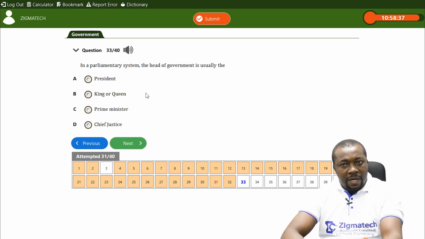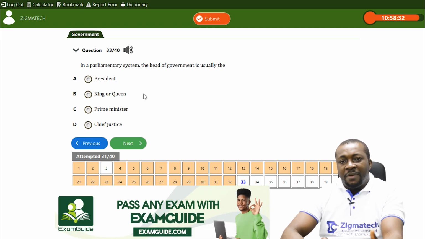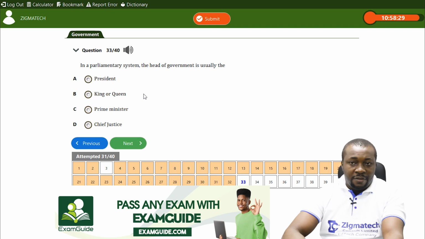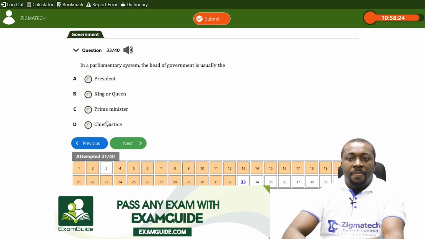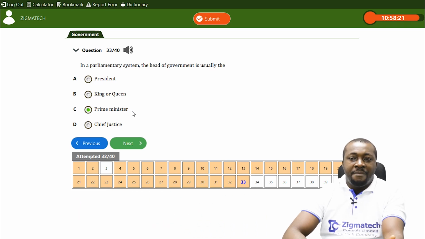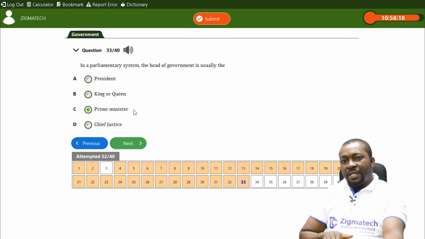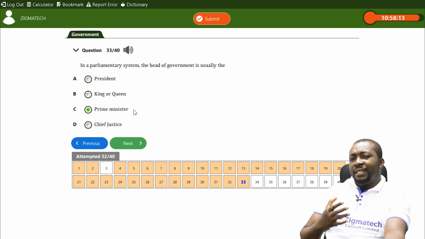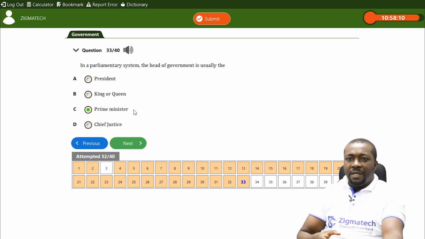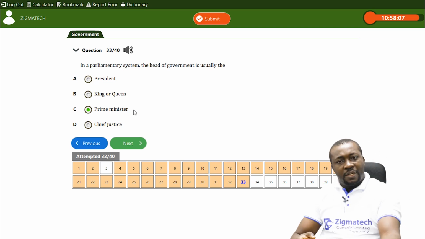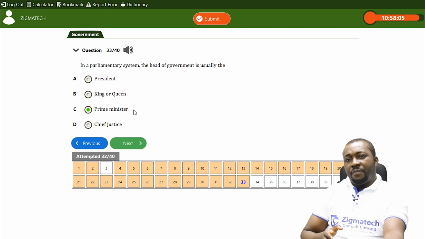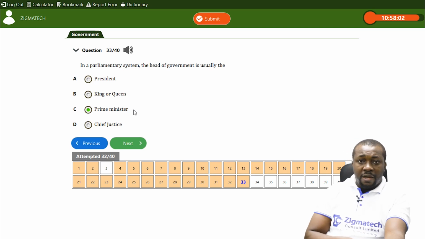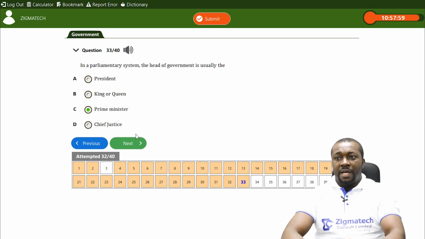Is it the king or queen? Remember, in United Kingdom, you see parliamentary system. The king or queen is the head of state. Is it the chief justice? No. Rather, the head of government is the prime minister. Remember in Nigeria, I use Nigeria as an instance, Alhaji Tafawa Balewa, as at independence, was the prime minister of Nigeria. First Republic, Dr. Nnamdi Azikiwe was the president, the head of state, while Prime Minister Tafawa Balewa was the head of government. So that is why C is the answer.